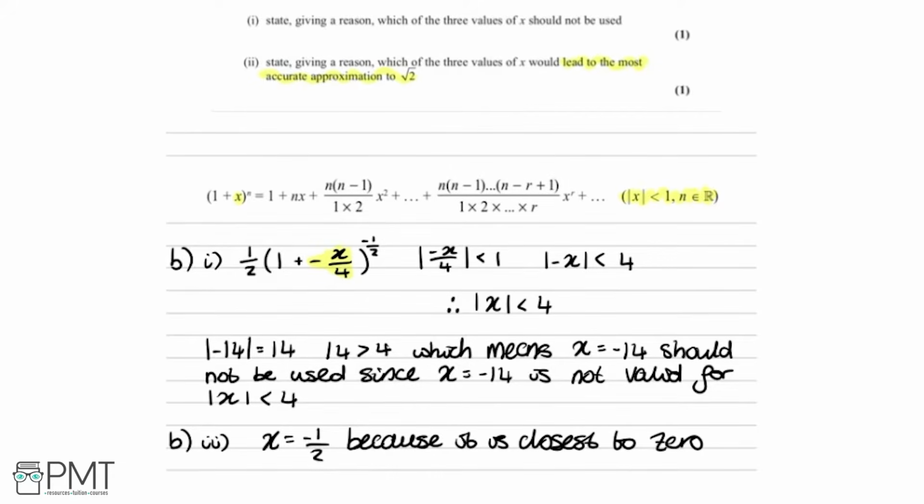Both of these were just 1 mark questions. So we get 1 mark here for correctly choosing x equals minus 14 and giving a valid reason. And we get 1 mark here for correctly choosing x equals minus a half and giving a valid reason.